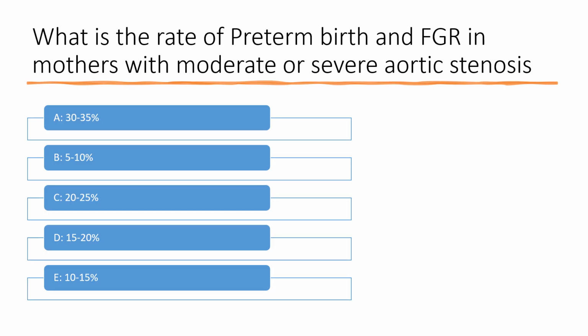Third question, what is the rate of preterm birth and fetal growth restriction in mothers with moderate or severe aortic stenosis? So is it A, 30 to 35%? Is it B, 5 to 10%? Is it C, 20 to 25%? Is it D, 15 to 20%? Or is it E, 10 to 15%? And the answer is C, 20 to 25%.